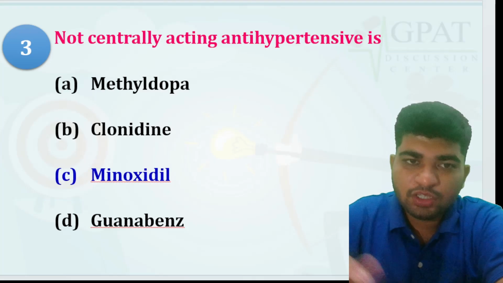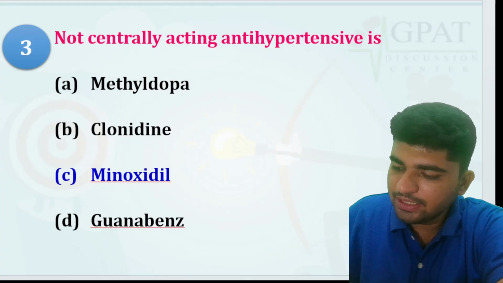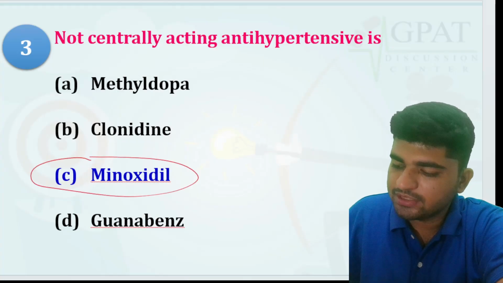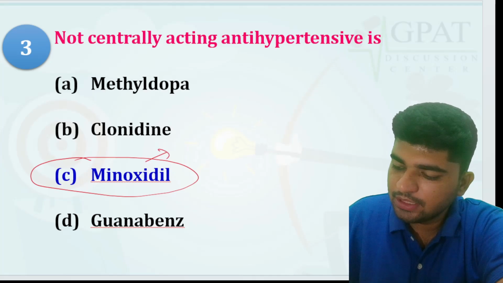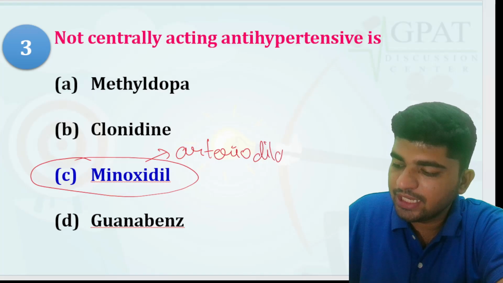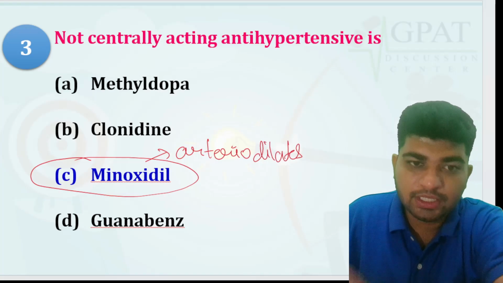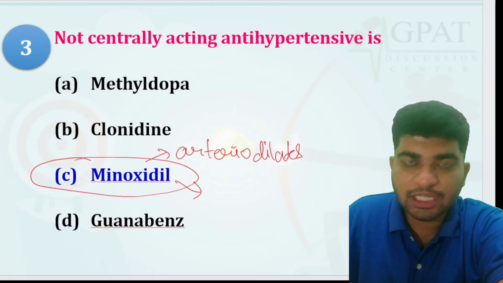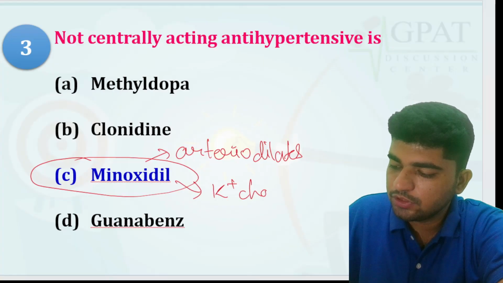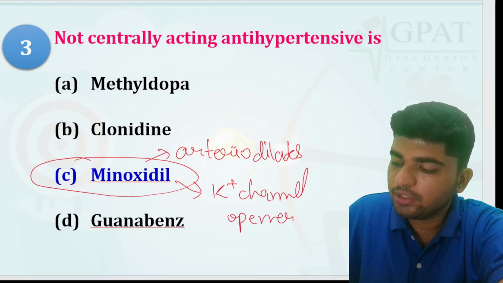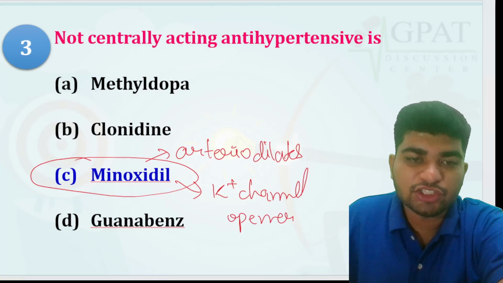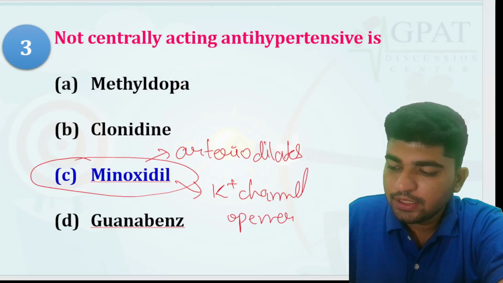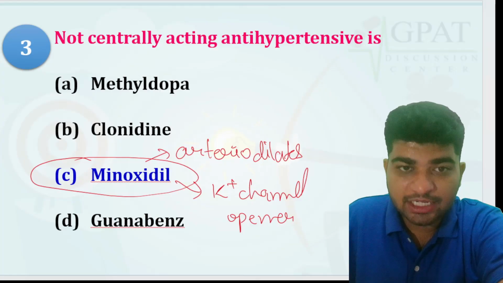minoxidil. Minoxidil is not a centrally acting antihypertensive drug, because minoxidil is an arteriolar dilator. It dilates the arteries, not veins. How? Because it is a potassium channel opener, which leads to arteriolar dilation. The rest of the drugs are centrally acting.